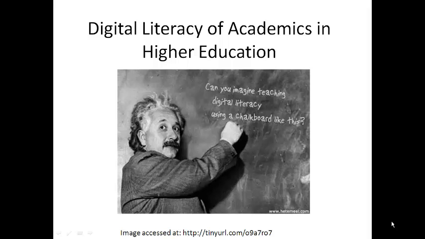Digital literacy of academics in higher education. Can you imagine teaching digital literacy using a chalkboard like this? I don't think so. I think you really need to engage both the learner and the tutor in the learning technologies.